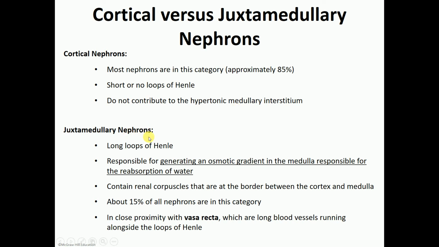The second group of nephrons are known as the juxtamedullary nephrons. Those have very long loops of Henle. They are found at the junction between the renal cortex and the renal medulla. They are responsible for generating an osmotic gradient in the renal medulla that is responsible for reabsorption of water. And again, I'm going to talk about that more in detail when we get to that part. They make about 15% of all of our nephrons, and the nephron loops are close to those blood vessels in the medulla that we call the vasa recta.